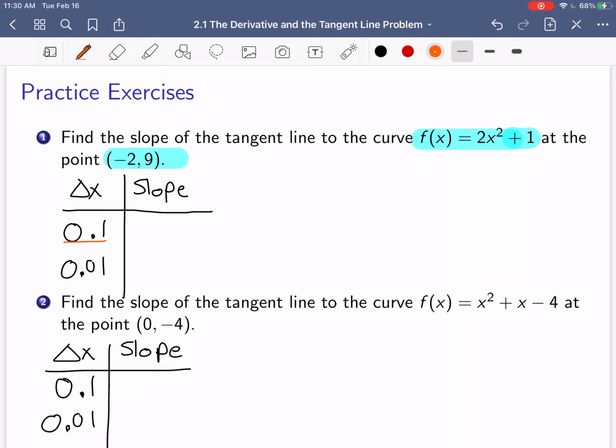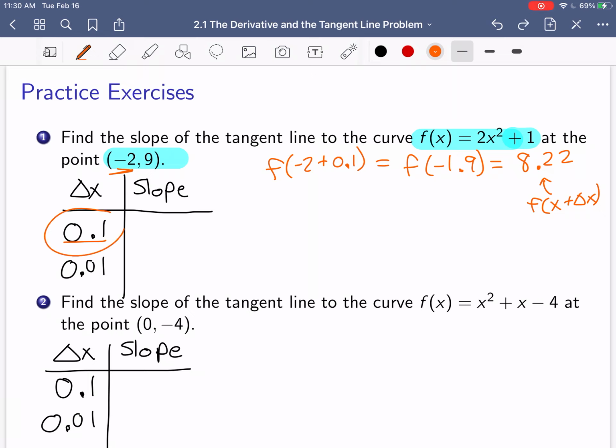We're going to choose delta x equals 0.1. We'll find the actual slope between negative 2 and negative 2 plus 0.1. So we'll find that function value and plug that in. We get the function value at negative 1.9, which is something like 8.22. And so we're going to find our slope between x and x plus delta x. We're going to take the change in y over the change in x. That's going to be our slope.